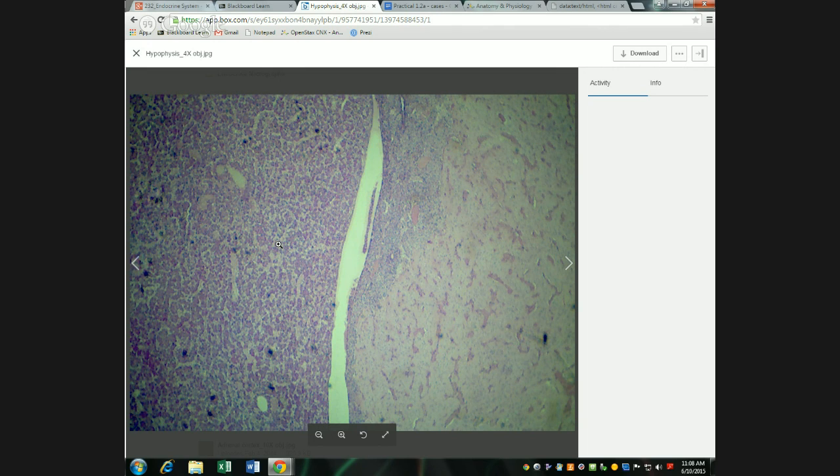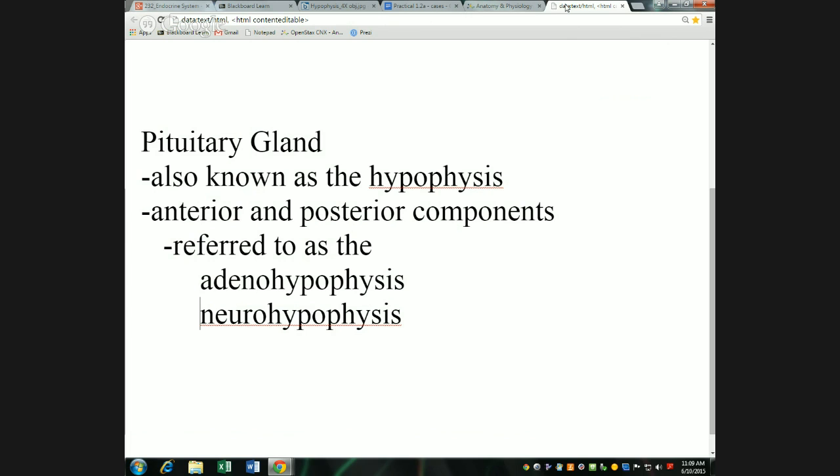So there's a very obvious division between, on one side of that crack is anterior, and on the other side is posterior. And you can tell that one half of this is a light stain and one half of it is a darker stain. One has darker staining cells, one has lighter staining tissue. What we're interested in, though, is which of the halves is the adenohypophysis and which half is the neurohypophysis.